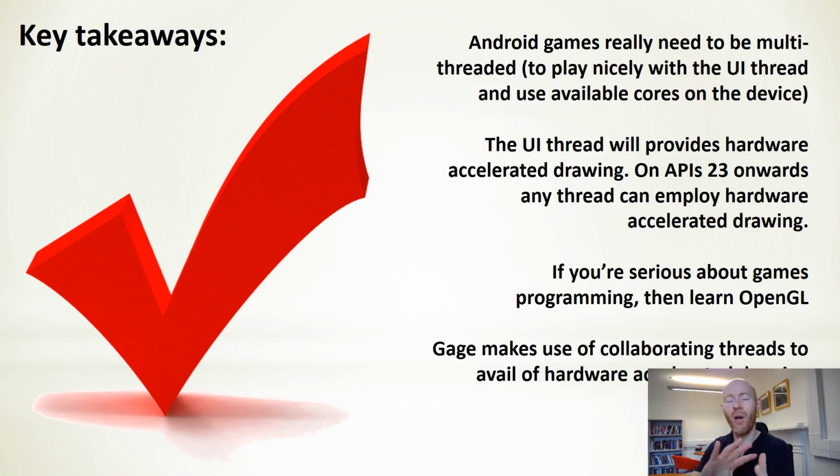So there are other options inside Android. If you're serious though about games, it's OpenGL. Lovely. And for GAGE, in terms of the setup that we've used, it's a worker thread and a UI thread with simple communication between the two of them. We update in the worker thread, we draw on the UI thread, and that's how it does the things that it does. Awful lot to digest and to bring in.